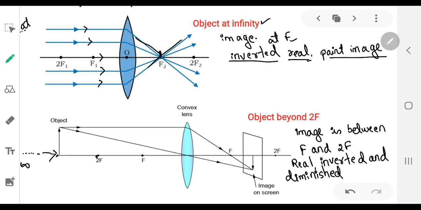When the object is beyond 2F, we are taking two rays. First one is parallel to the principal axis. After refraction, it passes through the principal focus. And the second one, we are considering the ray passing through the optic center, which passes undeviated. Wherever these two refracted rays meet is called the image. Then where is the image formed? Between F and 2F.